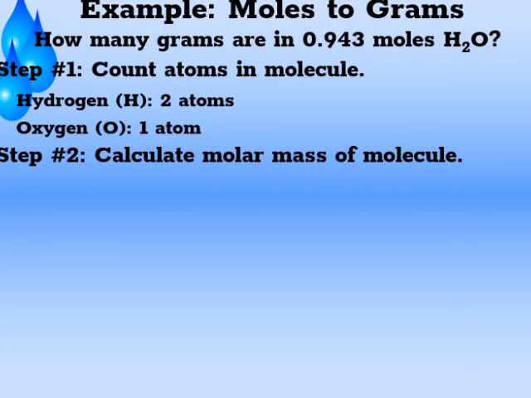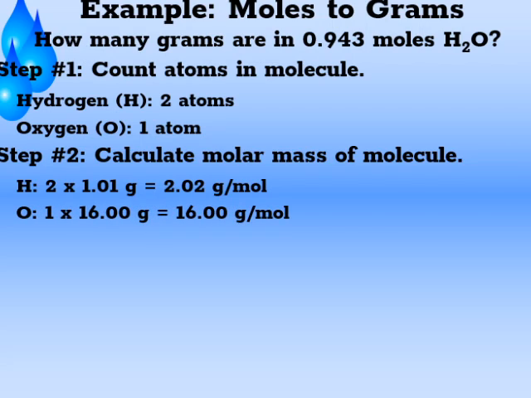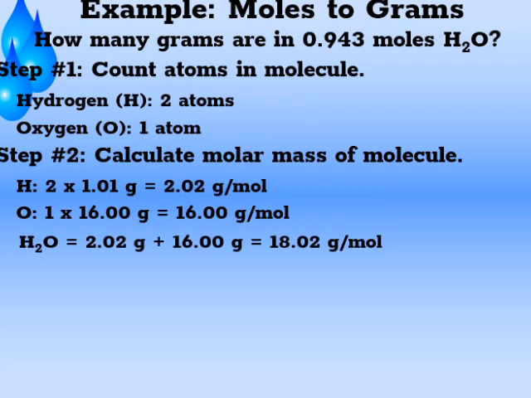Step 2, calculate the molar mass of the molecule. So hydrogen, I have 2 of them, and from the periodic table, they're each 1.01. So 2 times 1.01 equals 2.02. Oxygen, there's 1 of them, and from the periodic table, each one is 16. So 1 times 16 equals 16. Add them both together to get the molar mass of water, which will end up getting 18.02 grams per mole. So that's the molar mass of water.